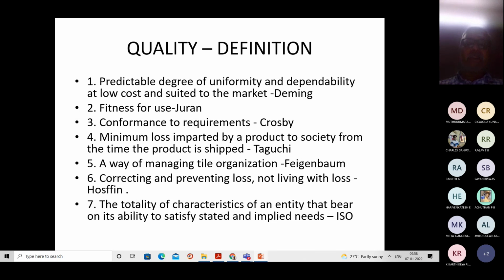And the third is given by Crosby, which is also very important: conformance to requirements. I told you in the last class I gave one example. When we discuss a refrigerator, of course it should cool. Refrigerator cooling should be there. All features should be there. They say something called a 165-liter refrigerator, which means the volume of the cooling space is 165 liters. It should be more, so that we can stuff more material, more vegetables and other things.